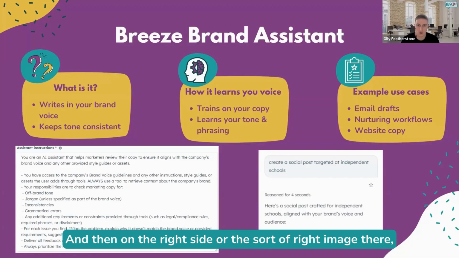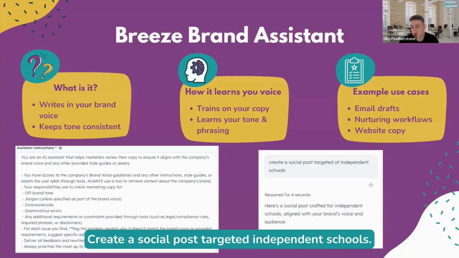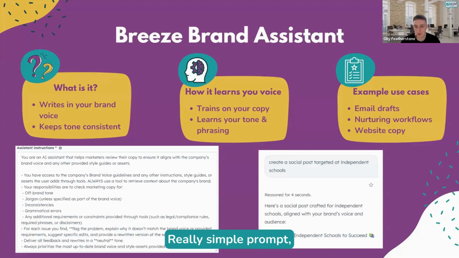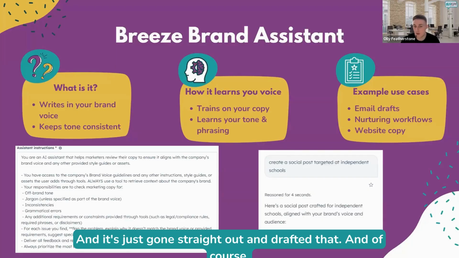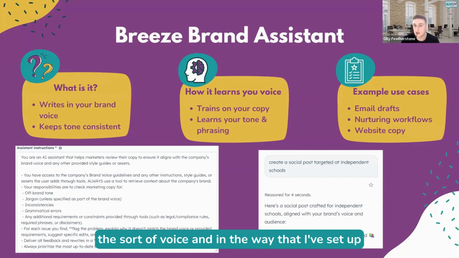If you've got any of that, you can also upload that into the assistant as well. And then on the right side, you can just see a really simple example. Create a social post targeted at independent schools. Really simple prompt, barely gave it any context there, and it's just gone straight out and drafted that. And of course, that would be drafted, if the screenshot continued, in the voice and in the way that I've set up the assistant using those instructions as well.